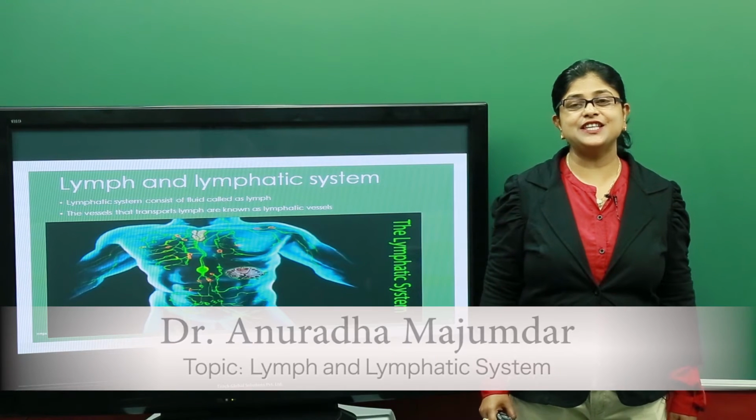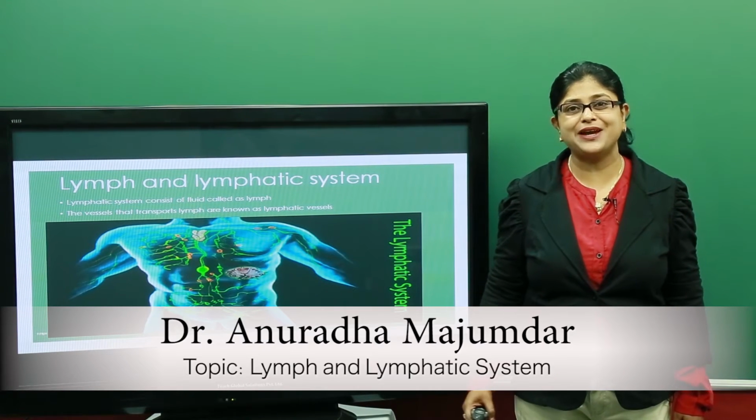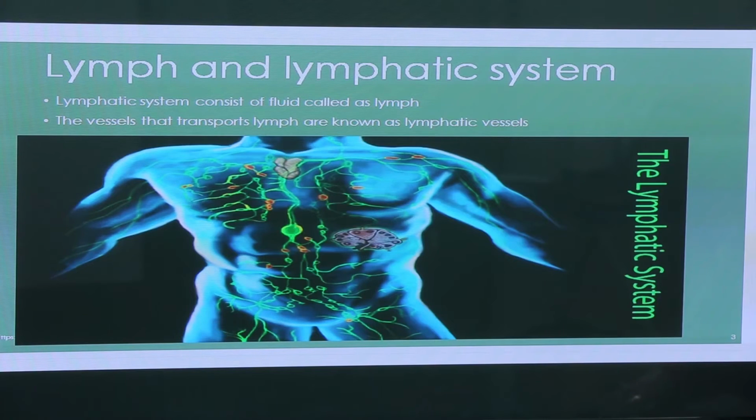Lymph, which is the important fluid handled by the lymphatic system, is what we're going to discuss: lymph and the lymphatic system. The lymphatic system consists of a fluid called lymph. It is similar to blood, which flows all across the body. Similarly, we have lymph flowing all across the body. The vessels that transport lymph are known as the lymphatic vessels. You can see in this picture in green, it's showing the circulation of lymph all across the body.